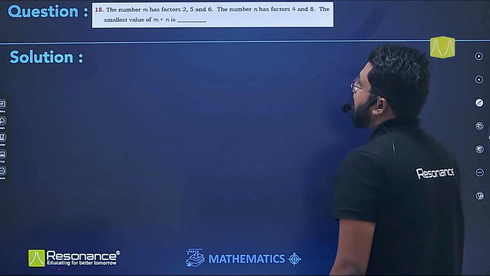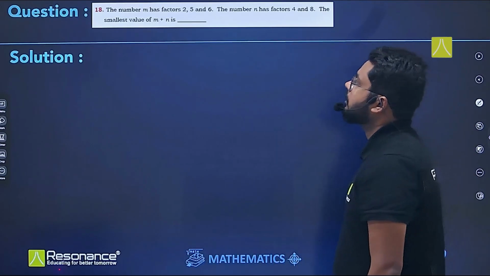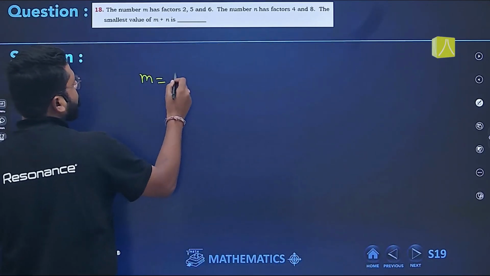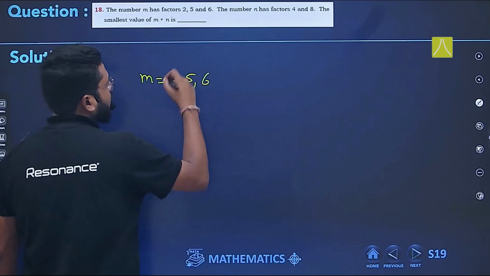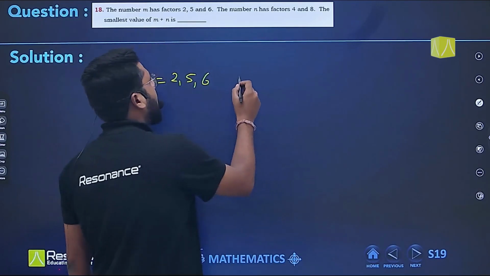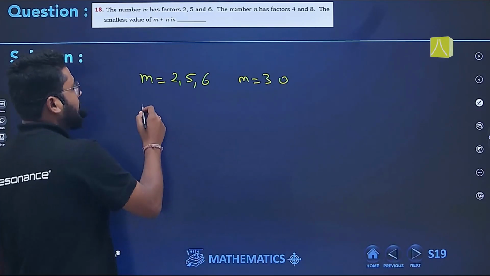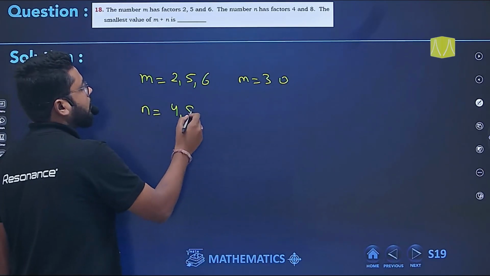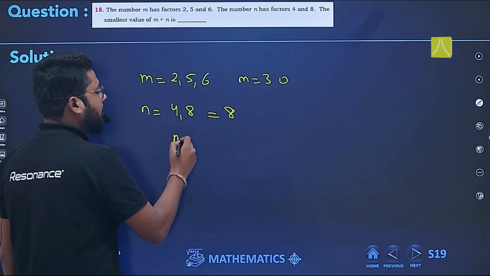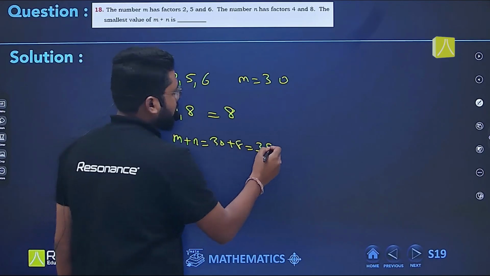the number m has factors 2, 5, 6, the number n has factors 4 and 8. The smallest value of m plus n can be what? M has three factors, 2, 5, 6. So if you take the LCM of it, you will get M as 30. And for n, 4 and 8 as factors, so LCM will be 8 only. So n is 8. So m plus n is what? 30 plus 8, that is 38.